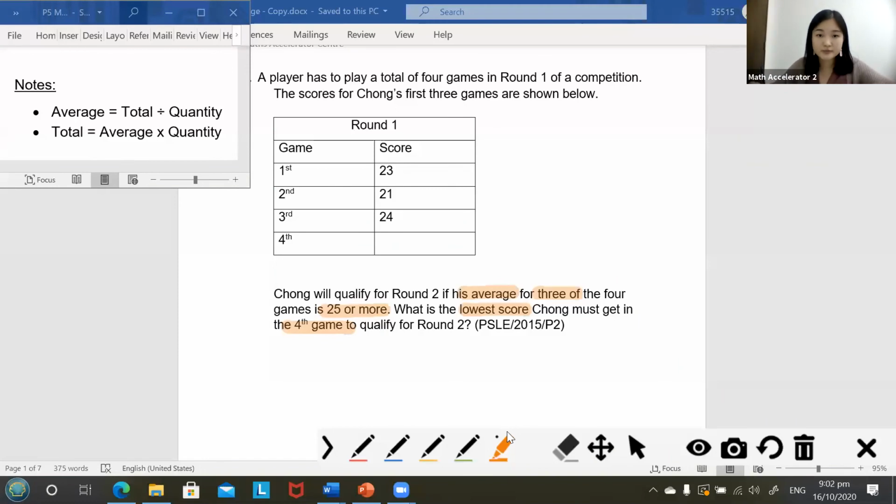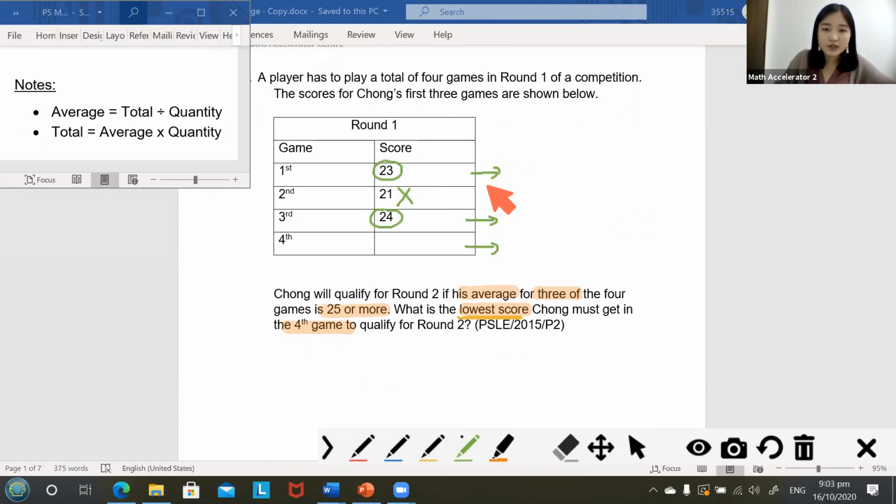Okay, the lowest score. And we know the average of 3 of the games, right? It has to be 25 or more. Right, so if you want the lowest score, first of all, eliminate the score that is the lowest here. Right, so that's the trick here. What is the lowest score? We take away the lowest one here first. Yes, 21. Right, so we don't look at the 21 here. So we need an average of 3 games. So let's take 23 here, 24, and find out what is this last score that he needs.